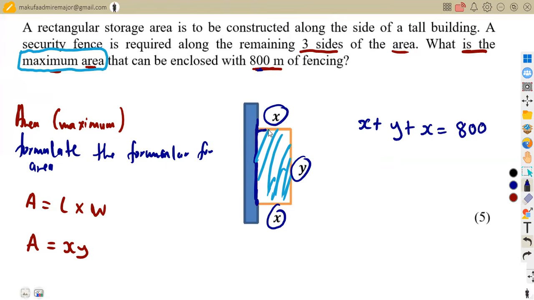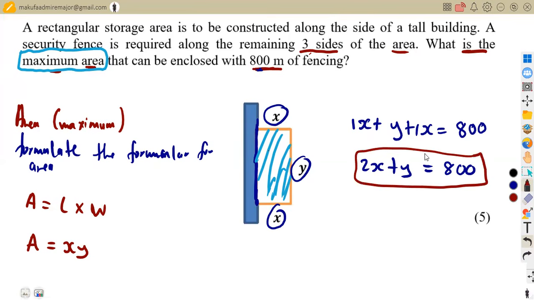This is now perimeter, the part that the fence is covering, the distance right round. The fence is not covering this part. This part is having the building. The part here is not covered because they say the fence is covering the three remaining sides. So this is the part that was covered by the fence. So here we've got an expression for X and Y. This is 1X, 1X. We're going to have 2X plus Y is equal to 800. This equation is the one that you are going to play around with.